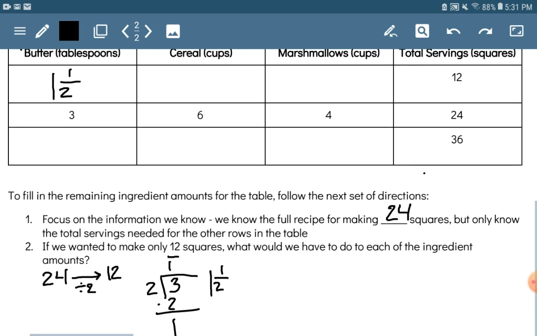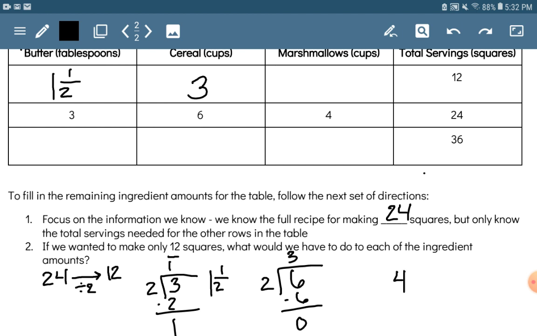Originally, I needed 6 cups of cereal, but since I'm turning my total serving from 24 to 12, I'm going to divide by 2. 2 can go into 6 3 times with nothing left over. So when I go in to fill in my table above, I am going to need 3 cups of cereal to make 12 servings.